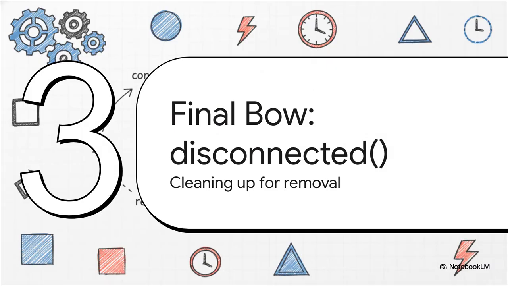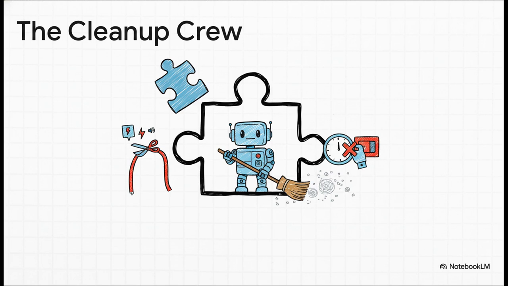Every life has an end, right? And for our component, that final bow is the disconnectedCallback. This hook fires just before the component is removed from the page. It has one and only one job: cleanup. Think of this hook as the cleanup crew. If you subscribe to a message channel or you set up a timer back in connectedCallback, this is where you must unsubscribe and clear them out. Forgetting to do this is a classic way to create what we call memory leaks, these lingering processes that just hang around and slow down your entire application over time.